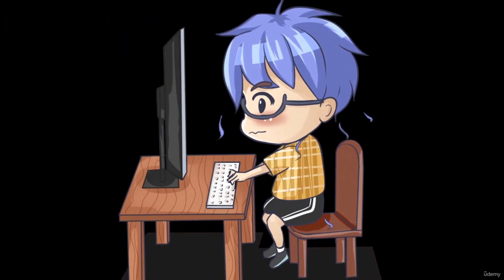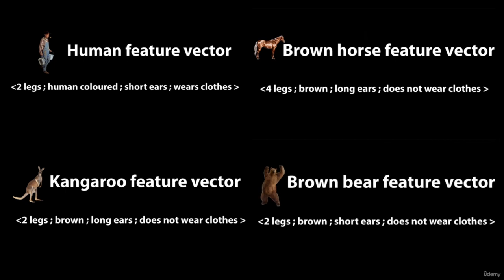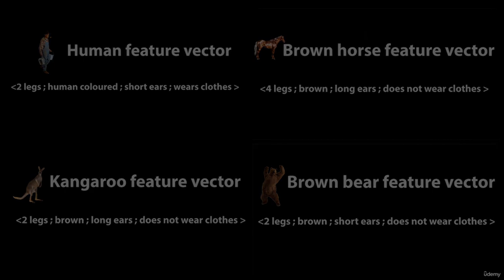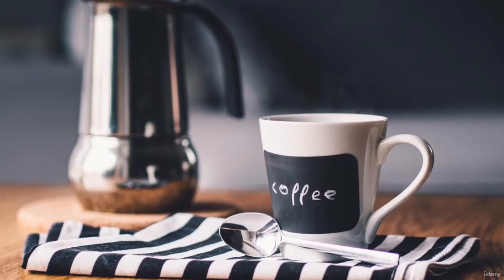So, coming back to George's machine learning approach, step one would be for George to take the feature vectors of the known animals, that being the human, brown horse, kangaroo, and brown bear, and inputting them into the computer. From this point, he would simply run a few lines of code to get the computer or machine to automatically write the program for him. When George runs that code, he could simply get up from his chair and go and get some coffee while the machine does his work for him.